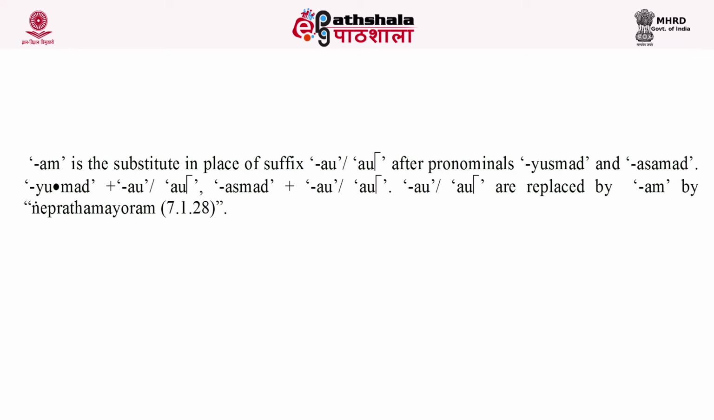U is a substitute for au, aut after the pronominal stem adas in all the three genders. For example, the derivation of the masculine form amu, these two, is as follows. Adas plus au, aut, ada plus au, so the s of adas is replaced by a by Tyadadinamah 7102.